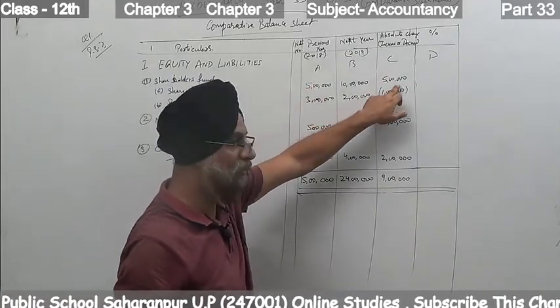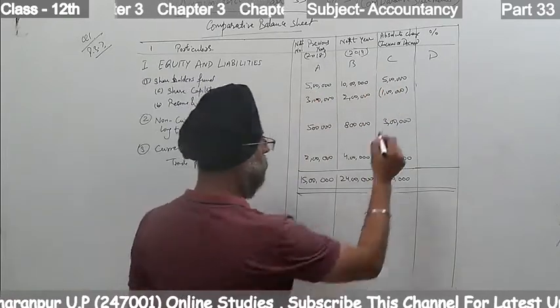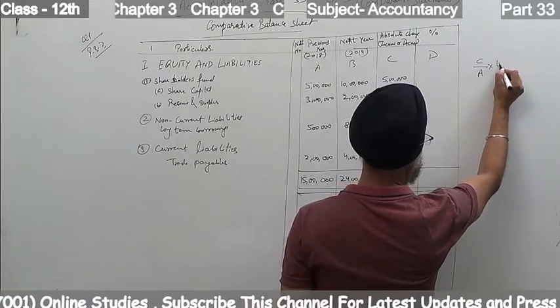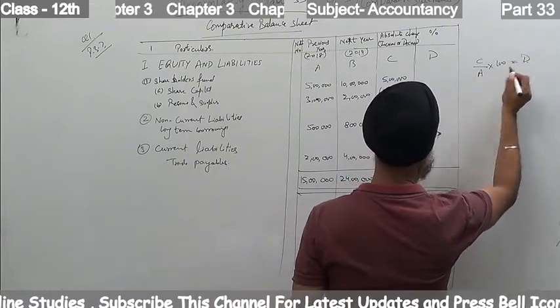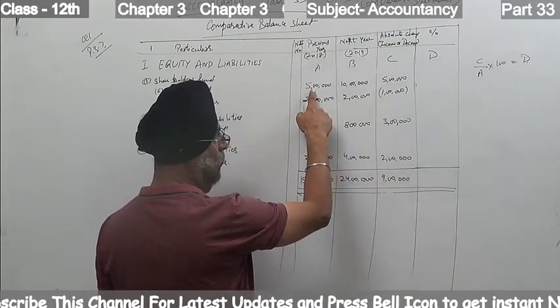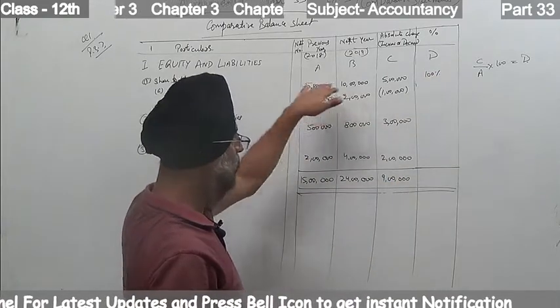C is the difference, increase or decrease. A is base year, into 100. Means like this, C upon A into 100. Then you will get the value in the D column. Means this 5 lakh upon 5 lakh into 100. You will get 100%. Means 100% increase.